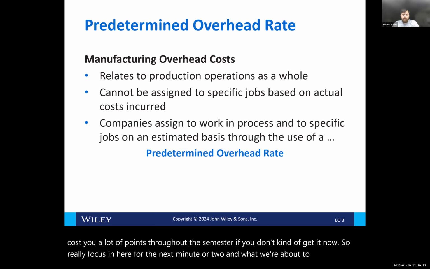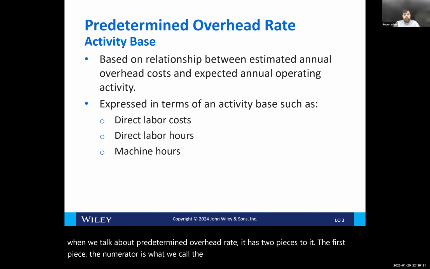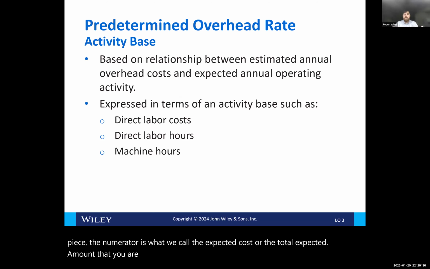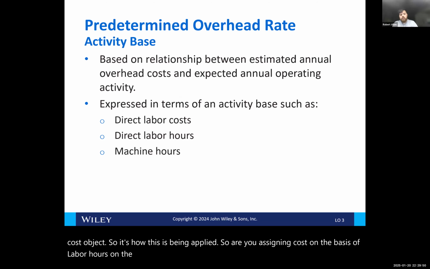So when we talk about predetermined overhead rate, it has two pieces to it. The first piece, the numerator, is what we call the expected cost or the total expected amount that you are going to be dealing with. So how much in dollar terms are you about to have to pay out for this thing? The denominator is what we call the cost object. So it's how this is being applied. So are you assigning cost on the basis of labor hours, on the basis of labor dollars? Are you using machine hours? What are you using to allocate this cost out?